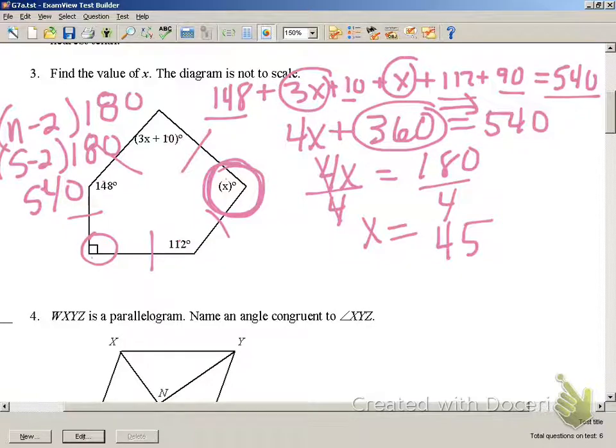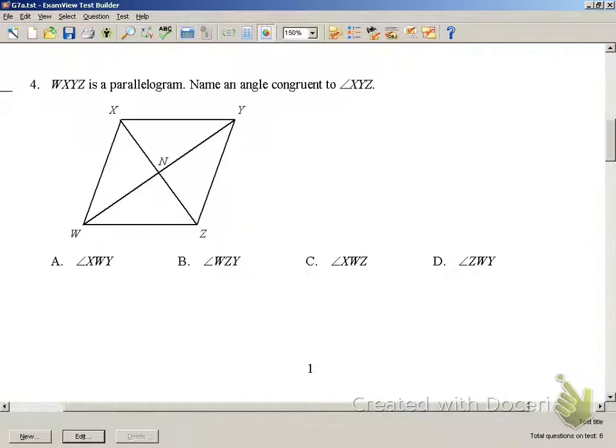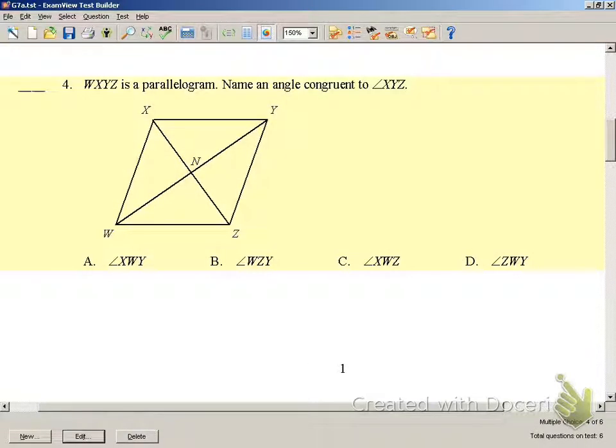Let's go to number 4. It says W, X, Y, Z is a parallelogram. Name an angle congruent to angle X, Y, Z. So if we're looking at angle X, Y, Z, that's the angle we're looking at. Well, if I know that it's a parallelogram, opposite angles of a parallelogram are congruent. So the angle that would be congruent would be this angle here. So now we have to just pick it out of our choices.